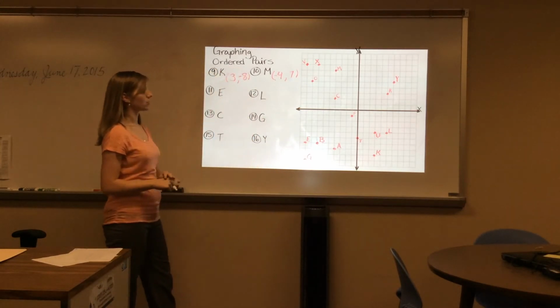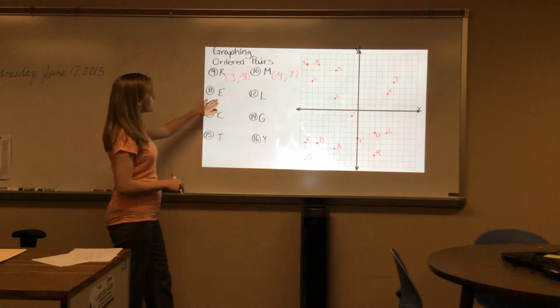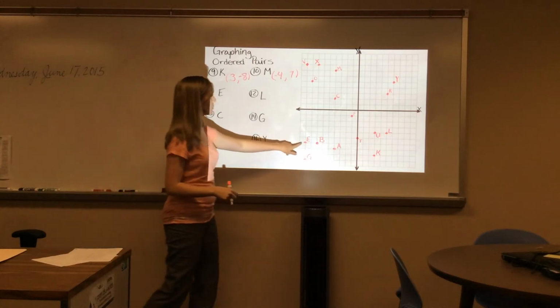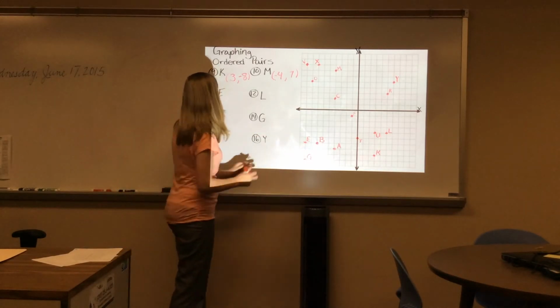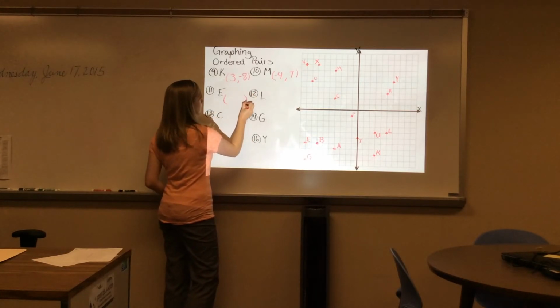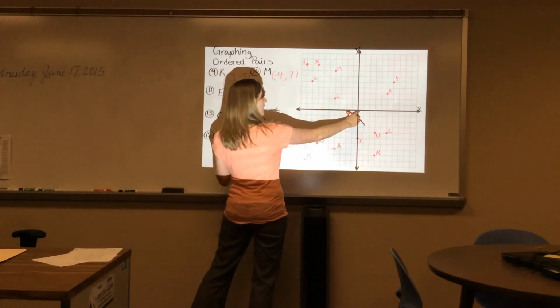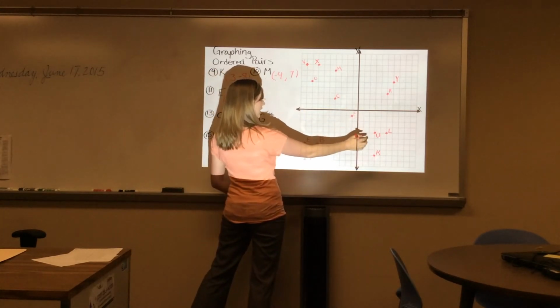And that would be my answer, negative 4, 7. For point E, it is right here. Again, start at the origin. Always count left or right first. To get to point E, I have to go left again. So I'm going to count to the left.